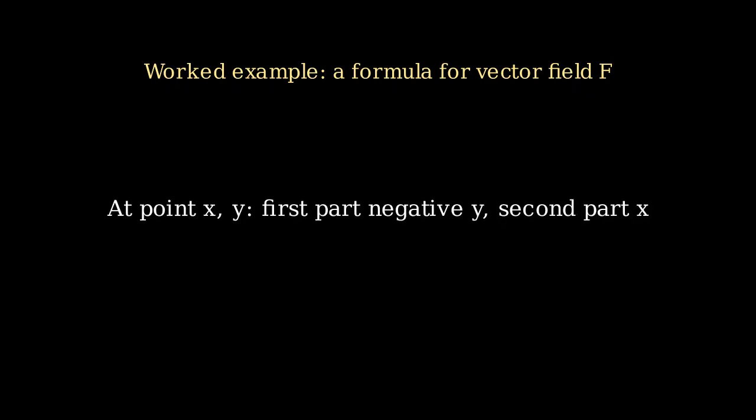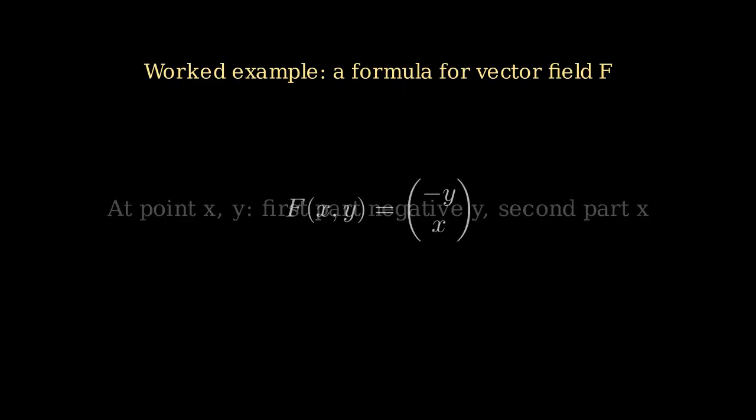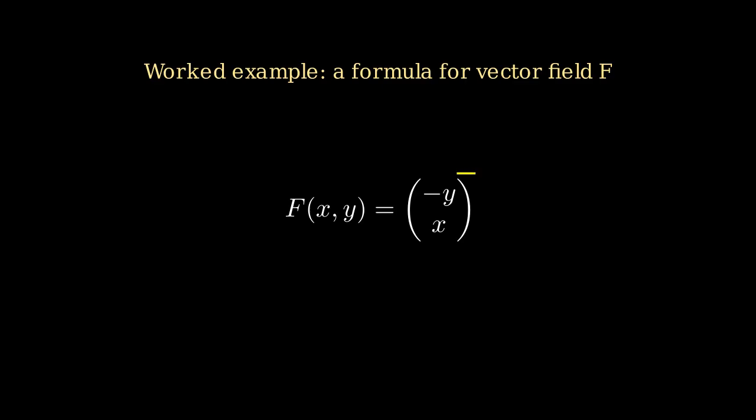In words, at the point with coordinates x and y, the vector has first component negative y and second component x. In symbols, f of x, y equals the vector, open bracket, negative y, comma, x, close bracket.